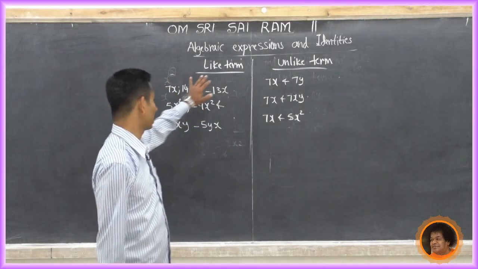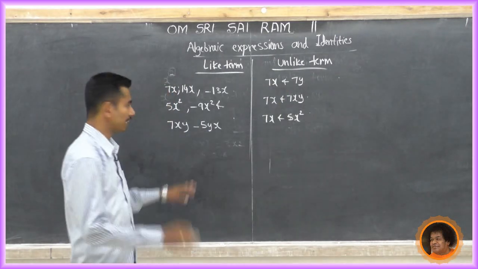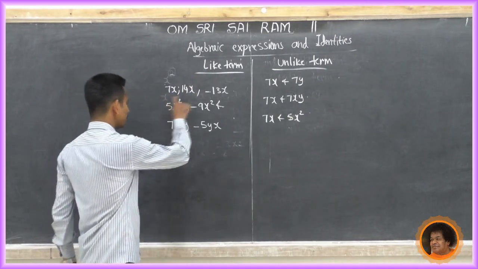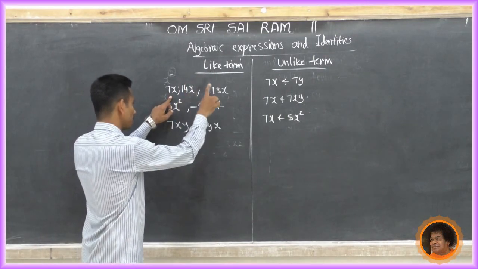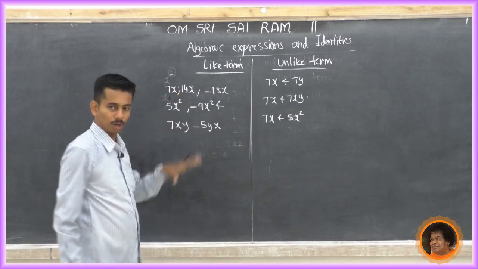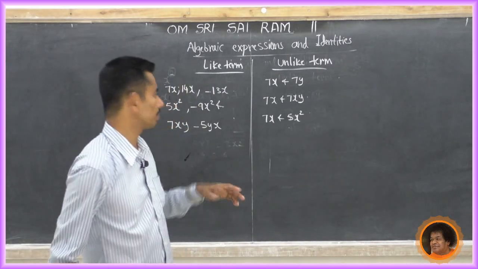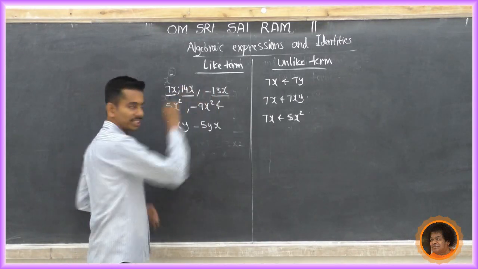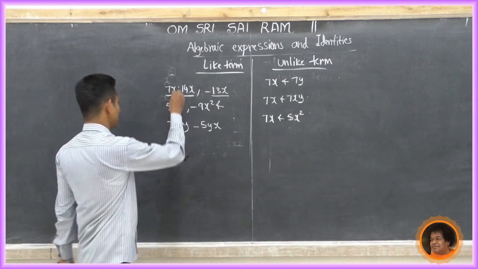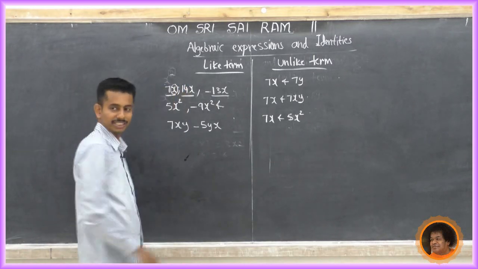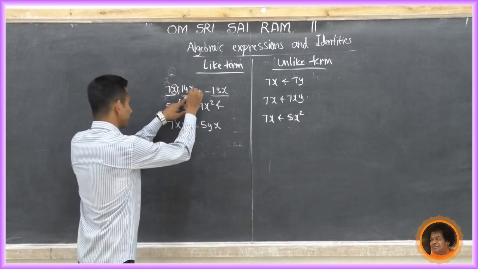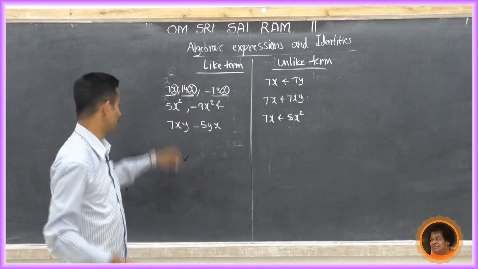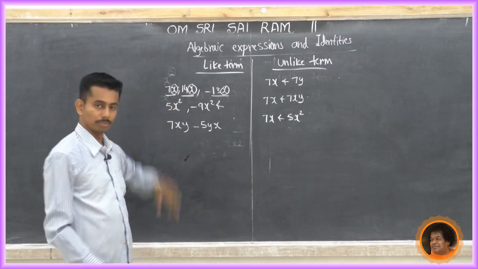The next concept is like terms and unlike terms. This is a very important concept, the difference between like terms and unlike terms. Look at the examples: 7x, 14x, minus 13x. These groups are examples of like terms. How do we differentiate 7x, 14x, minus 13x? Look at the variables. Which variable is present? X is a variable in the first term, in the second term it is x, and in this one also x is a variable. Not only the variable, what is the exponent of the variable?